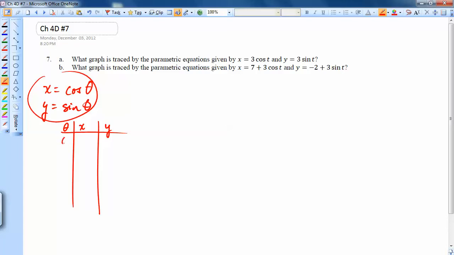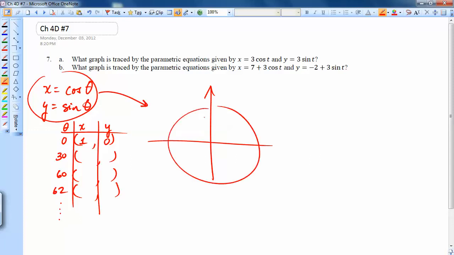Like if theta is 0, then x ends up being 1 because cosine of 0 is 1 and sine of 0 is 0. And so then you can plot this point. And if theta is 30, you can figure out what coordinate you get. And if theta is 60, you can figure out what you get. And you can just keep going on and on with that, and you get a whole bunch of points. And you plot all those points for this example.